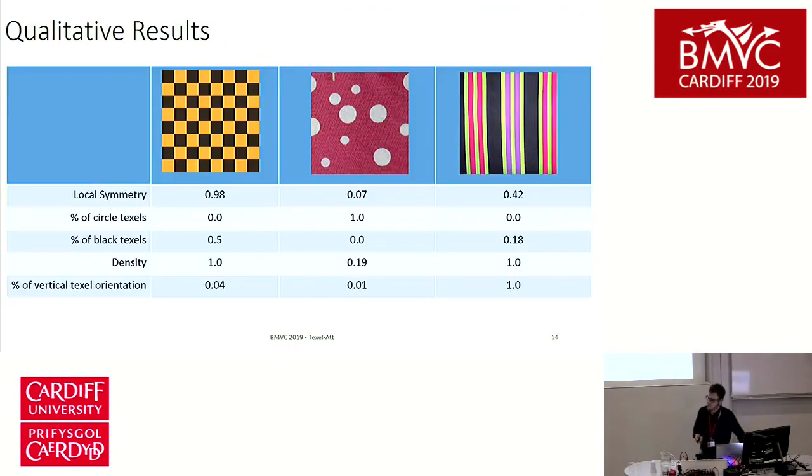For example, these are some examples of what you can extract from our approach. You can see that the local symmetry attribute, which is a layout attribute, is much higher in the first image, which is a regular checkered image, than in the second image where the dots are on a random layout. If we look instead at the vertical orientation, we see that it's maximum in the third image, while it's almost not present in the first two images. This is the kind of property that you can easily extract with this approach.